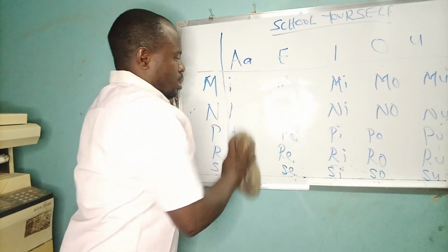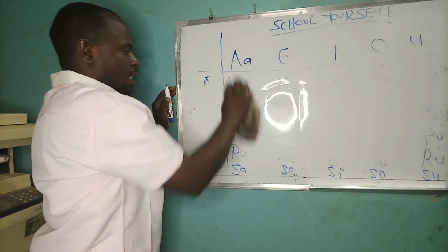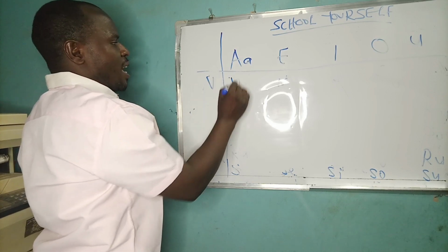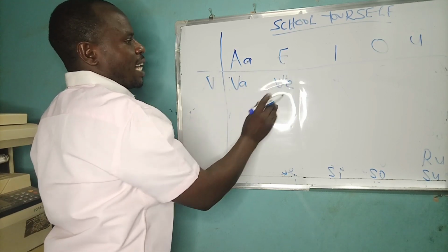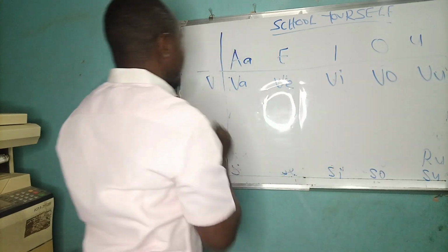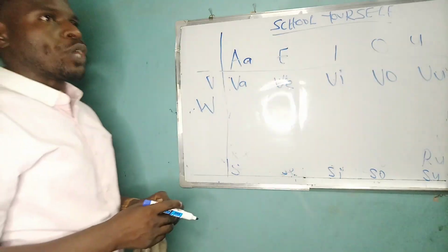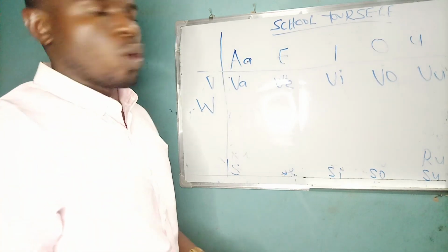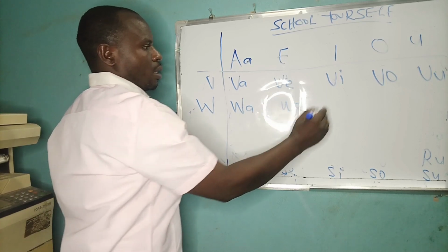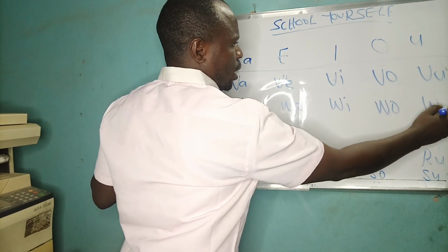Now let's go to the last part. That's V, W, Z. Then we say V-A, that's va. V-E, that's ve. V-I, that's vi. V-O, vo. V-U, vo. Now, when you say W, there is something different about this one. The W sound is a bit different. W-A is wa. W-E is we. W-I is wi. W-O is wo. W, then U, wo.